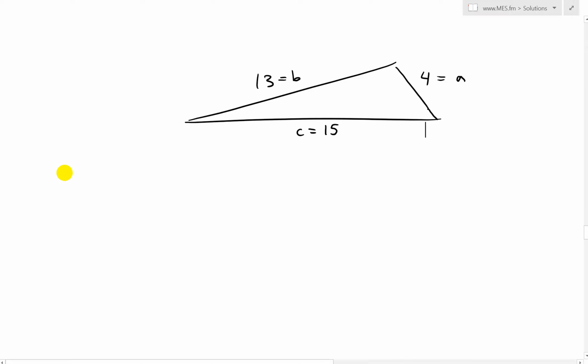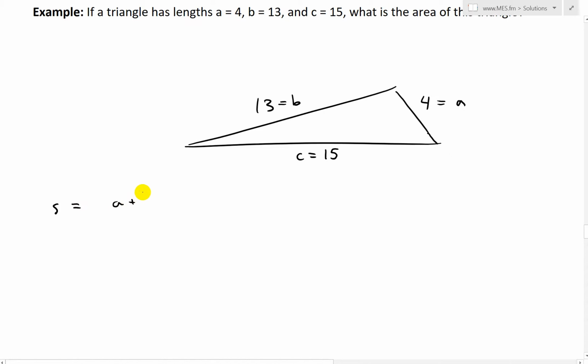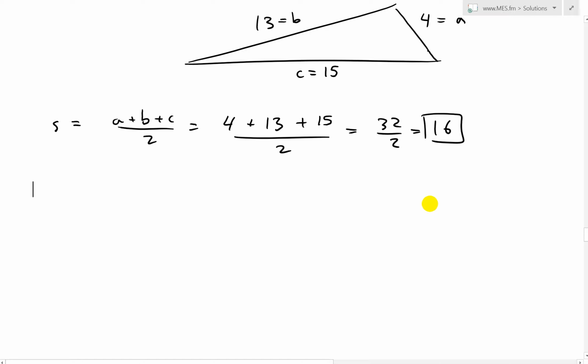So first let's get s, which is the half perimeter. So s equals a plus b plus c divided by 2, which is 4 plus 13 plus 15 over 2. Well, 13 plus 15 is 28, because 15 plus 15 is 30 minus 2. 28 plus 4 is 32, divided by 2 is just 16. So anyways, we have 16 is s, like that.